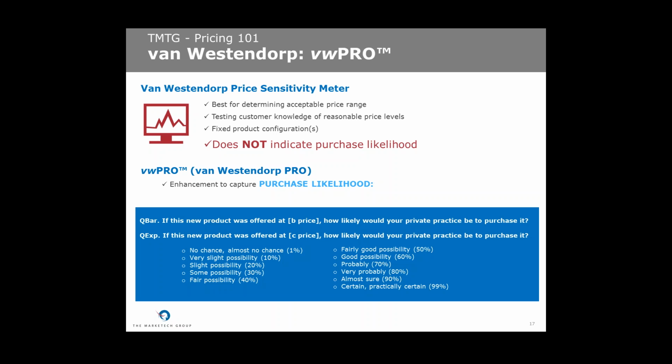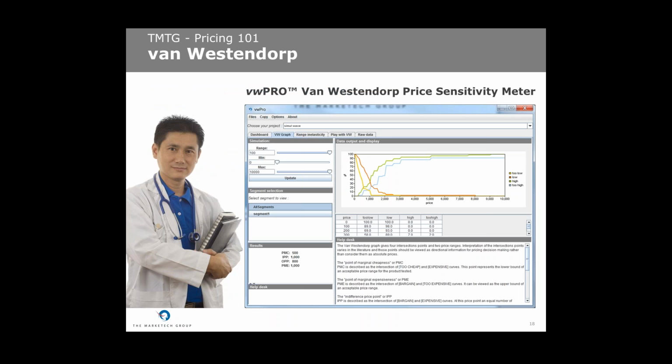If your offering was offered at the bargain price, how likely would you, your practice, your hospital be to purchase it? You ask that question also for the expensive price. If this offering was offered at the expensive price, how likely would you be to purchase it? And then some likelihood scale. And now what you can do is you can use something like what we call von Westendorp Pro, and you can start to play with this.